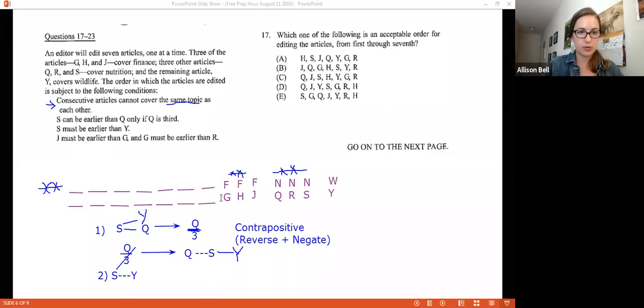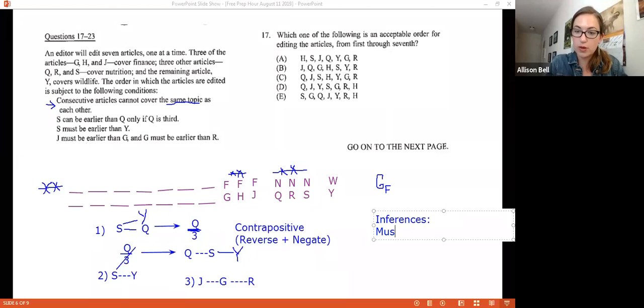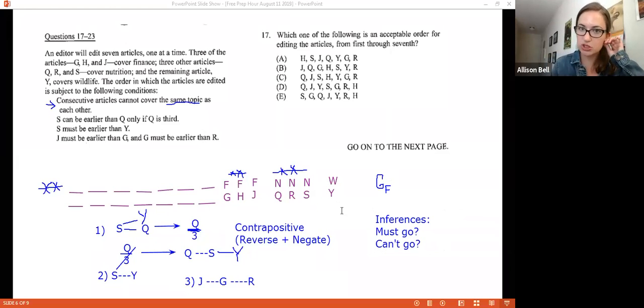And then we have rule number 3, which is a similar type of rule, just a relative ordering rule. J is going to be before G, which is going to be before R. And that's all we get. So just like in the last game, we want to pause for a second for inferences. Remember that with ordering games, and all games really, we think about where letters must go or anywhere that they can't go. We're looking for our absolutes. So tell me in the chat, what are some inferences we can make about where these letters must go or can't go?